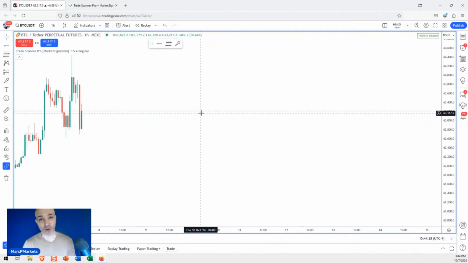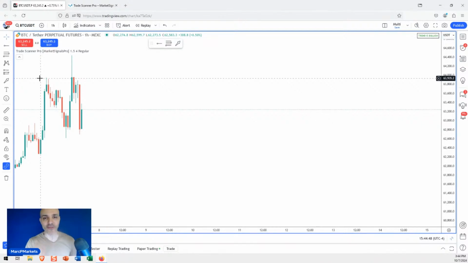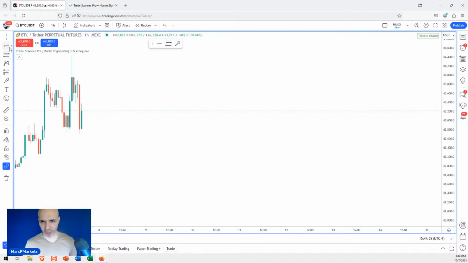The Trade Scanner Pro is based on momentum. How do I explain this? It's a momentum-based trend reversal system. No, I'm sorry, it's a trend following, I get the words mixed up. It's a trend following momentum reversal system. What does that mean? That's a mouthful, right? So let me draw for you what that means.